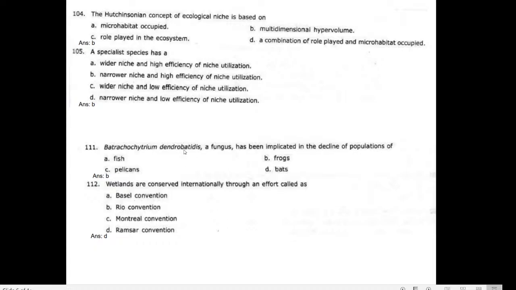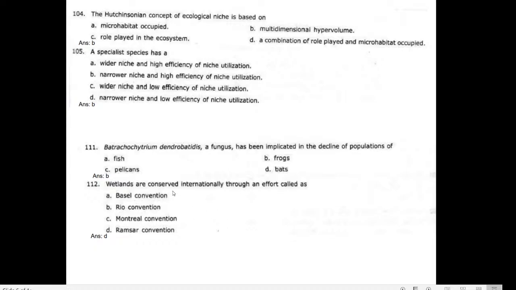Batrachochytrium. This species is a fungus which is implicated in the decline of frog populations. Which fungus is declining the population of frogs? It infects the frogs. Batrachochytrium dendrobatidis, this fungus infects the frog and is declining their population.